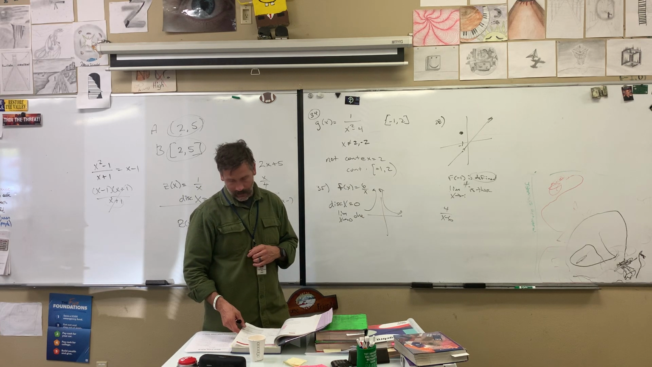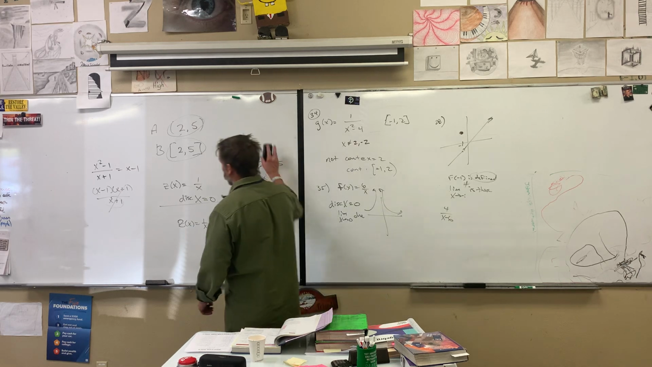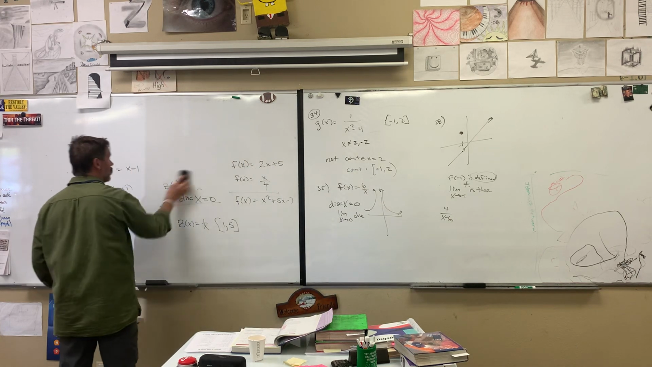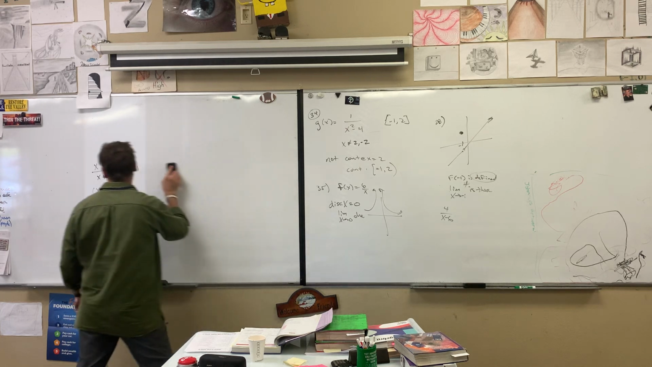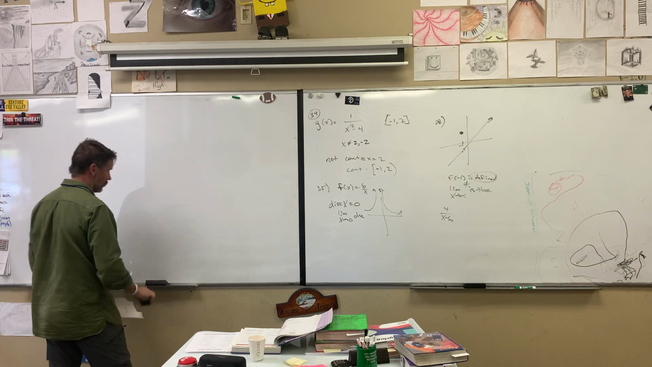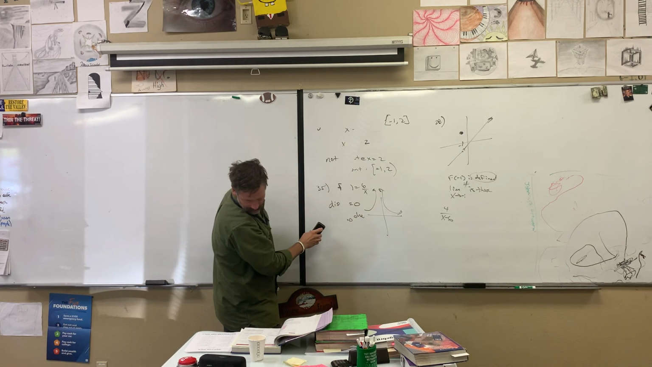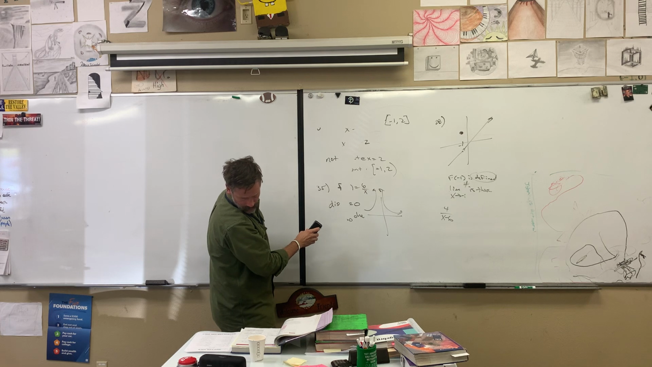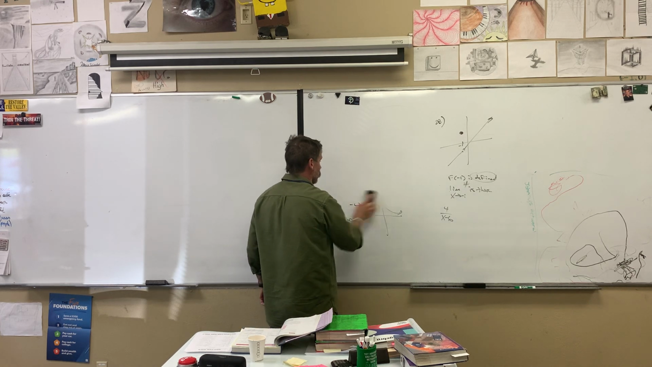37 is x squared minus 9. Is there any discontinuity in x squared minus 9? No, no discontinuity. You can draw that whole thing without lifting your pen. Excellent. What about 38? It's continuous.